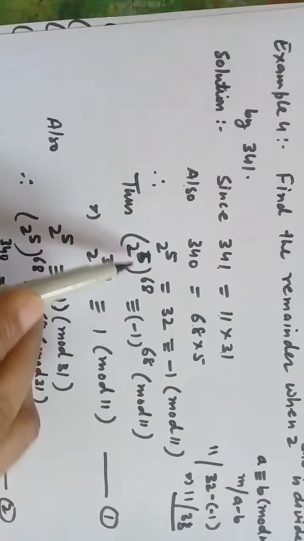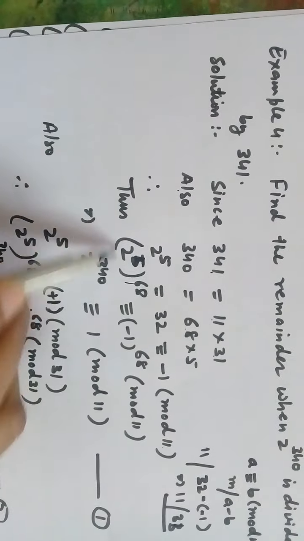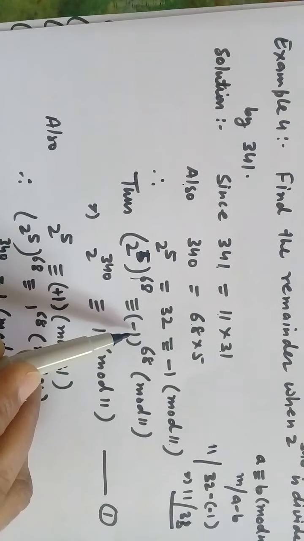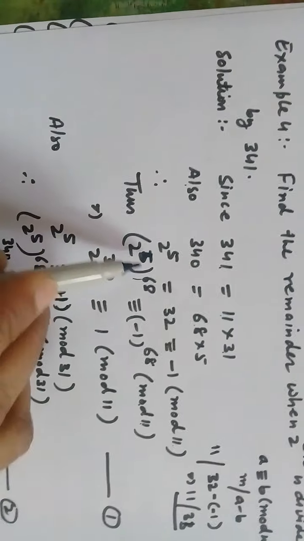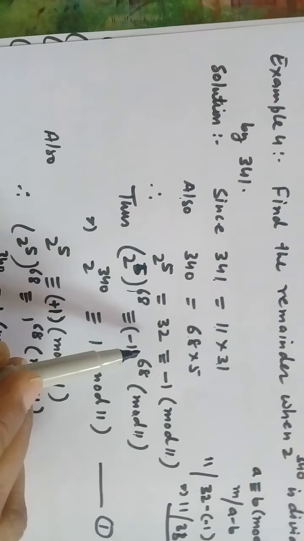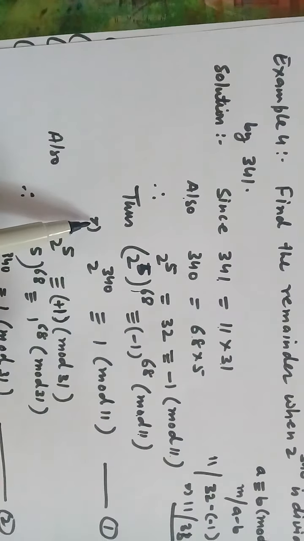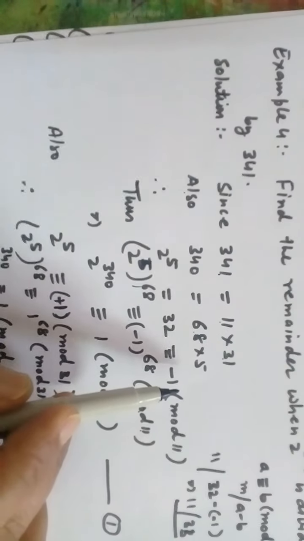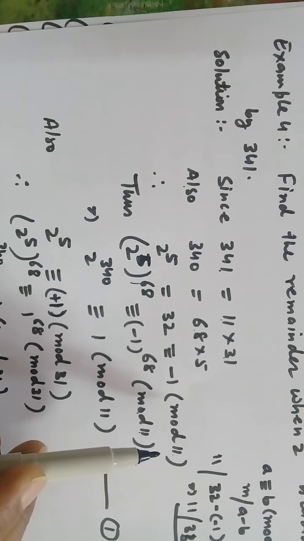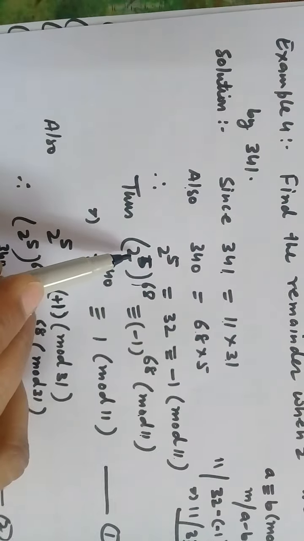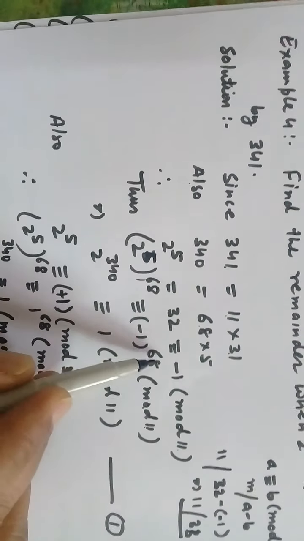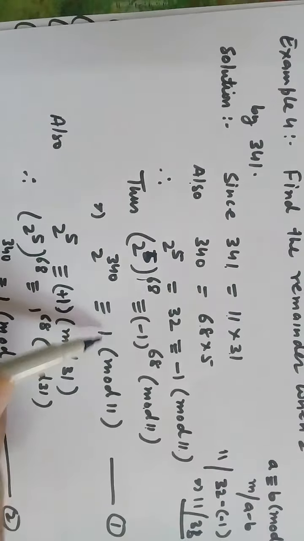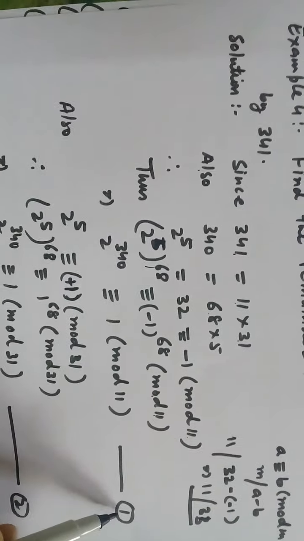Thus 2 to the power 5, whole to the power 68, taking power 68 on both sides, is congruent to minus 1 to the power 68 modulo 11. Again we use the same theorem, that if A is congruent to B, then A to the power n is congruent to B to the power n modulo m. This implies that 2 to the power 340 is congruent to minus 1 to the power an even number, so it becomes 1 modulo 11. Let this be equation number 1.